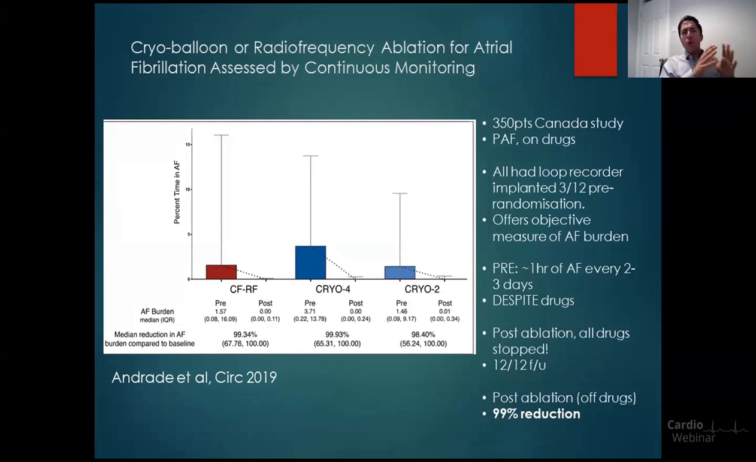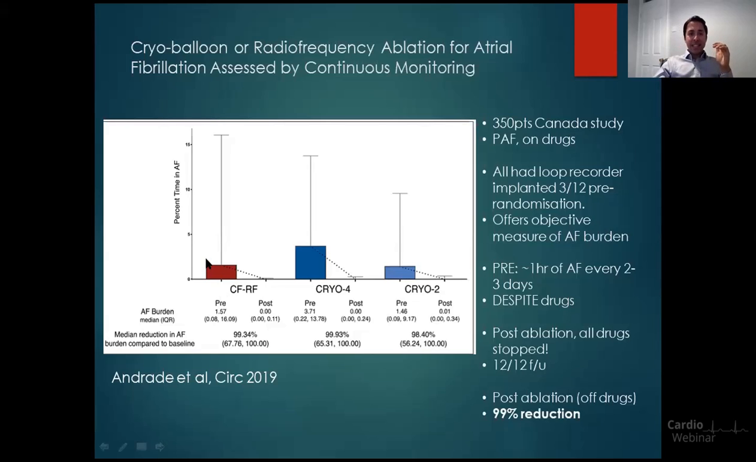Ultimately, these are a cohort of patients who all had ablation. And what they did is, around 3 months before they had their ablation, they all got a loop recorder put in. Now that offers you an objective measure of AF burden. All of these chaps with their loop recorder in were all on medications. Now, after they had their ablation, they all had to stop their drugs. They were followed up for 12 months.